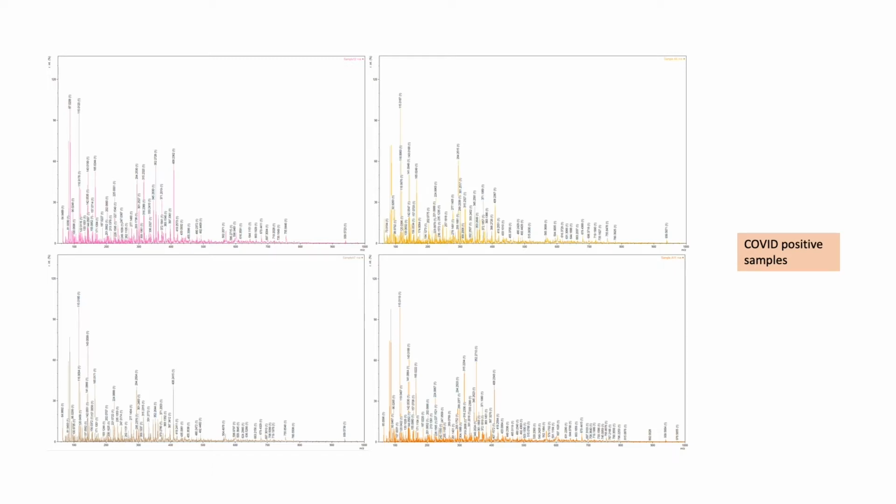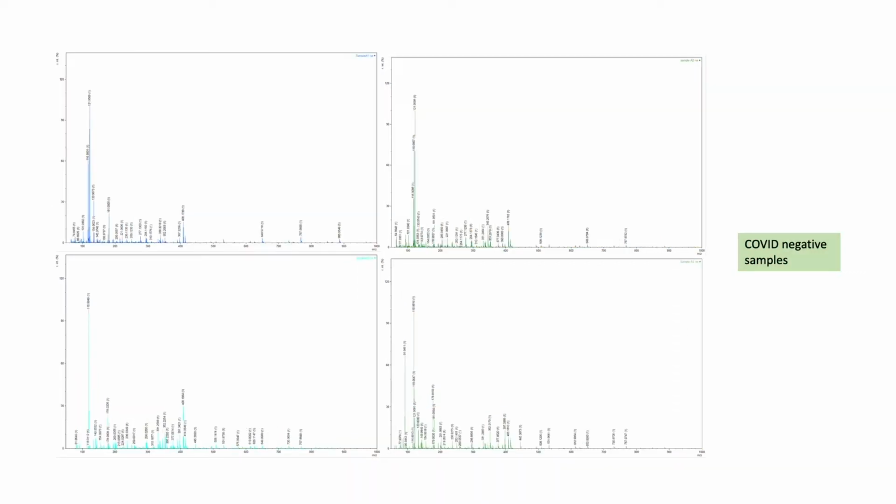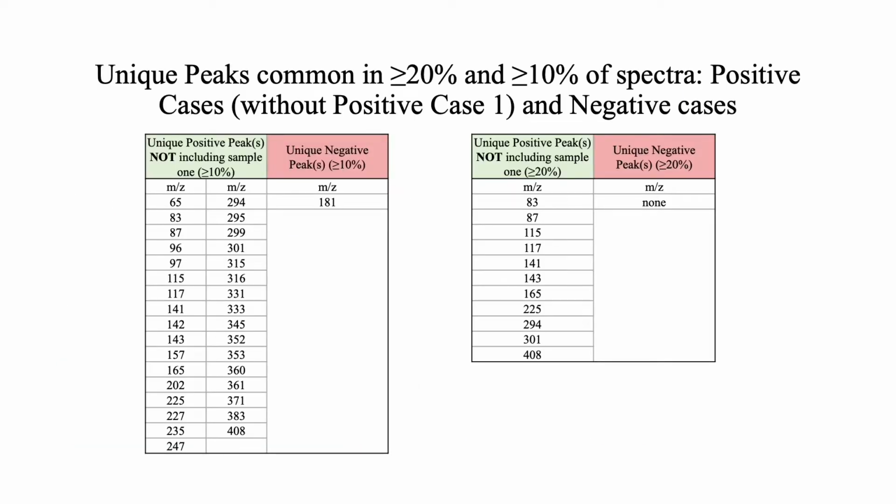Here's 4 different positive samples. Really high organic load on the respiratory cells. And then here are the COVID negative samples. And so you can see that there's just a really, really large difference. Greater than 10%. Here were the markers there, and then greater than 20%, we narrowed down the markers a little bit more. And then there were no unique peaks to the negatives, and that was kind of what we wanted to see.